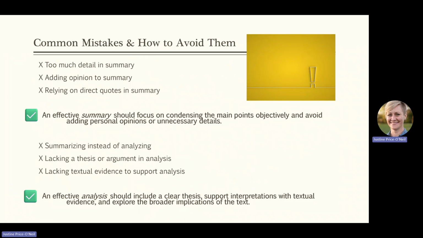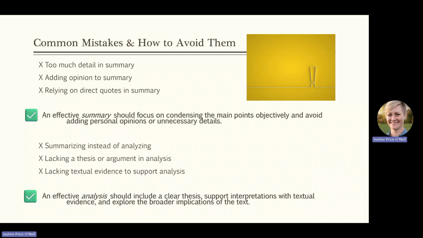So for summary, a lot of times the problem is when there is too much detail provided, or there's opinion provided in the summary, or relying on direct quotes from the original text. So we don't want to do those things, but instead, an effective summary should focus on condensing the main points objectively and avoid adding any personal opinions or unnecessary details.